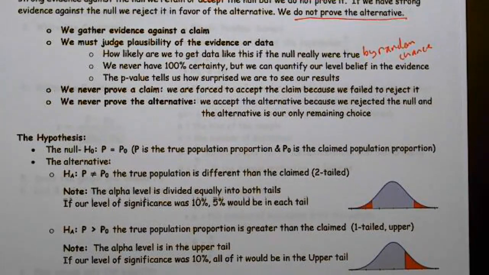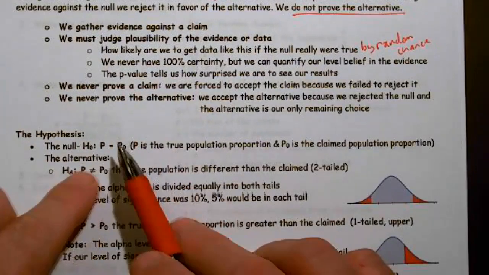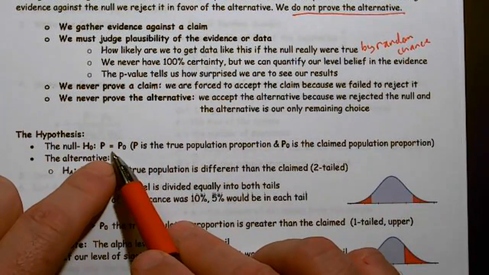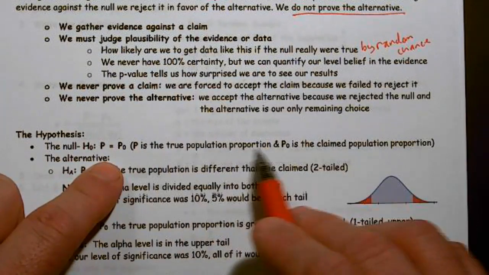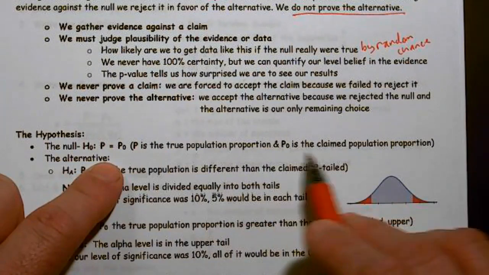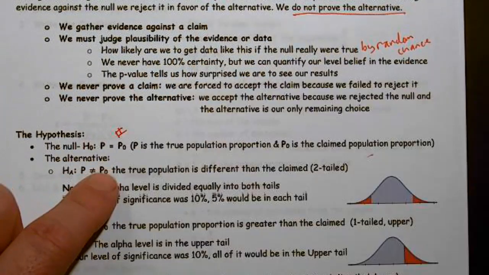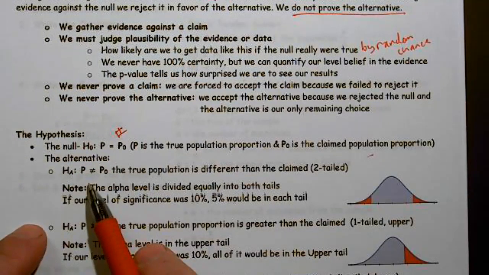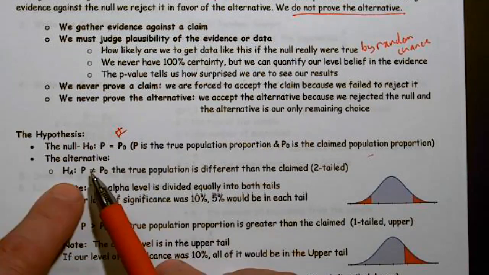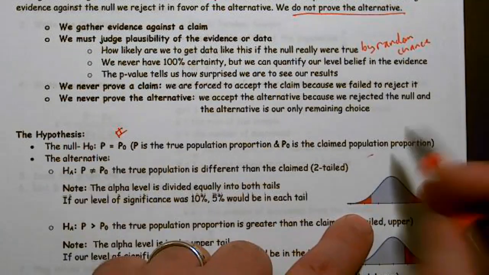So when we get to our hypothesis, we state it like this: P equals P naught. P is the true population proportion, and P naught is the claimed population proportion, and that's going to be some number that we have as a decimal. Then, of course, our alternative can be expressed three ways, just like that for means. P does not equal P naught, which means we have a two-tailed test.